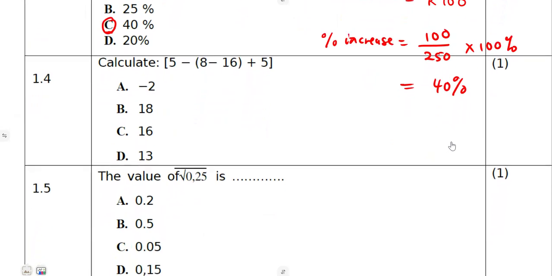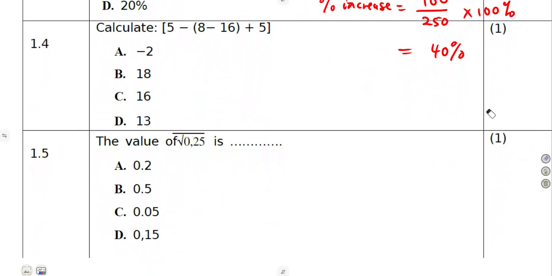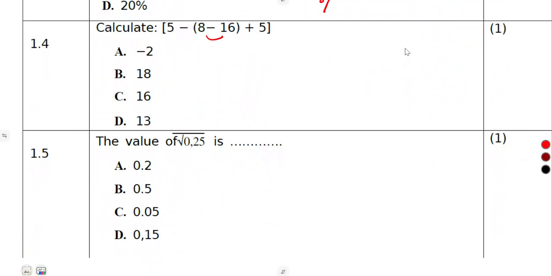40%. All right, calculate the value of these. There we can simply use BODMAS. We've got brackets, so we have to simplify from the inner bracket. So that was going to be 5 minus, this one is 8 minus 16. All right, so the signs are different. Subtract the smaller number from the bigger number, that's 8. Then you take the sign of the bigger number, so that's minus 8. So 8 minus 16 is minus 8, plus 5.